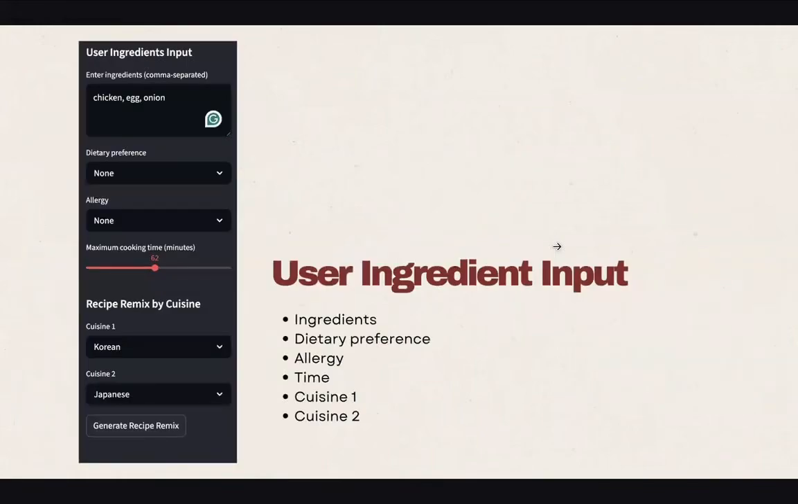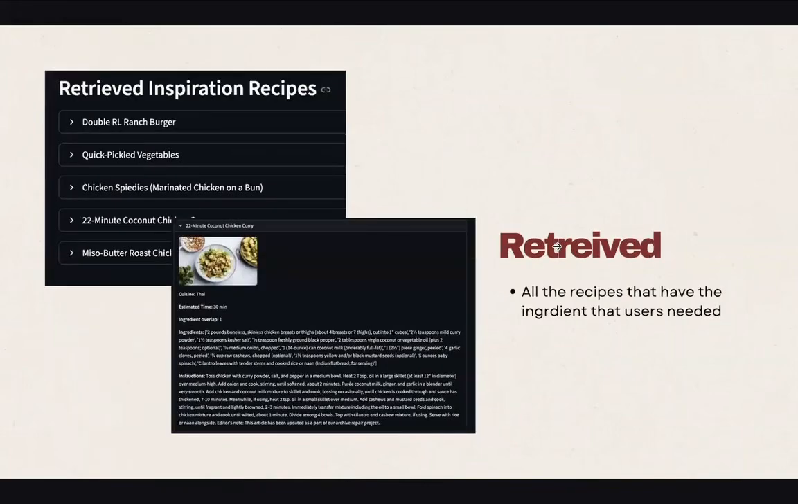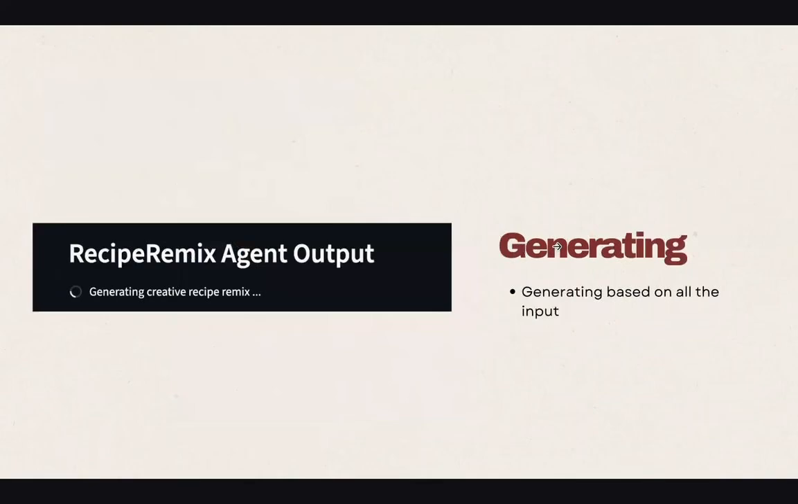First, the user enters ingredients, dietary needs or allergies, cooking time, and the cuisine of their choice. Next, the system will retrieve relevant inspiration recipes from the dataset. This is important because it grounds the creative process in real recipe patterns instead of generating something completely random. After that, the recipe remix agent will generate a new recipe.